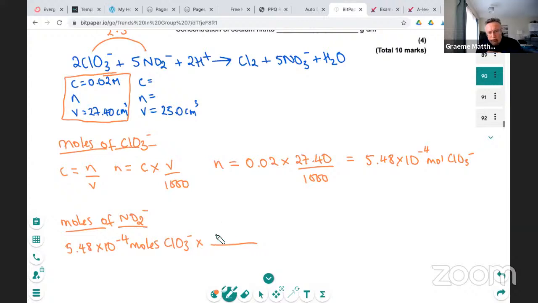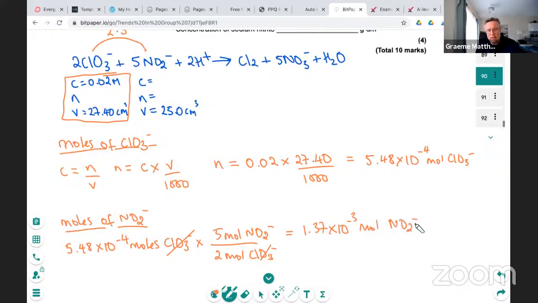So I need 5 moles of NO2 minus over 2 moles of ClO3 minus, like so. And so let's see, what did I get? I did this before. I got 1.37 times 10 to the minus 3 moles of NO2 minus.